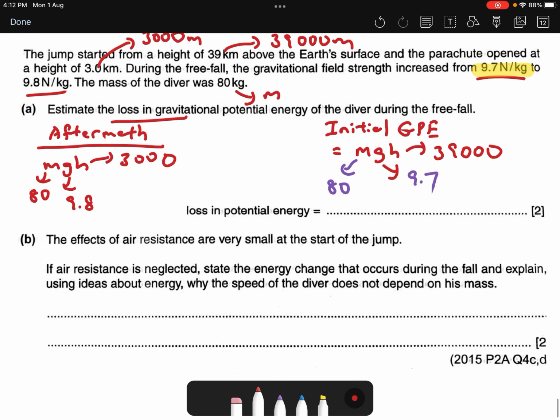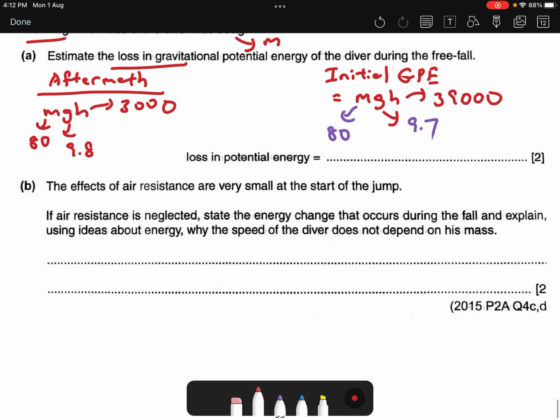Alright. The interesting question is part B. The effects of air resistance are very small at the start of the jump. If air resistance is neglected, state the energy change that occurs during the fall. There are two parts to this question. Let's do the first part first: state the energy change. Of course the energy change is GPE to kinetic energy. Because you start from a very high jump, I mean high GPE, then you fall, you gain speed, so the kinetic energy increases.